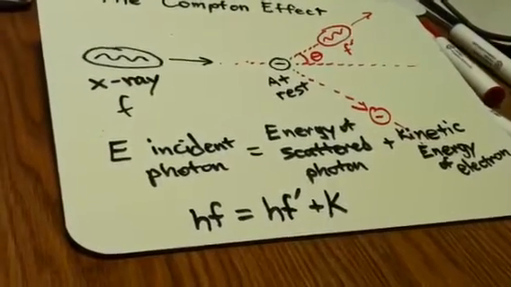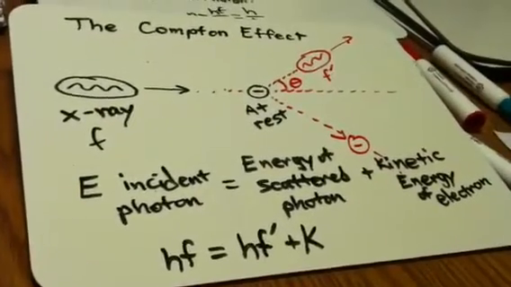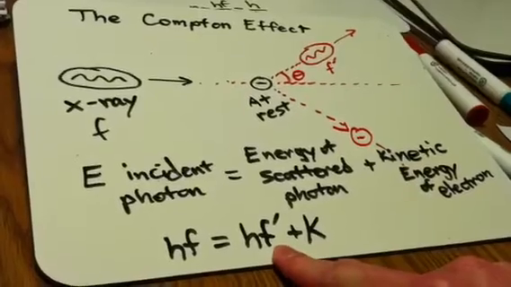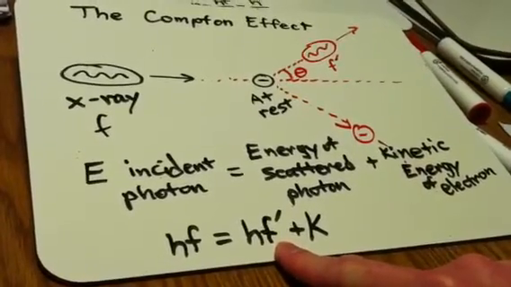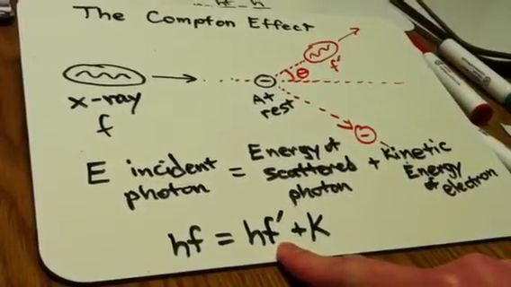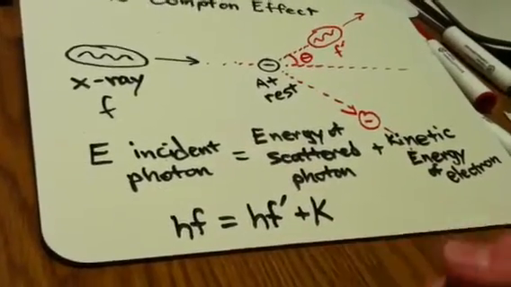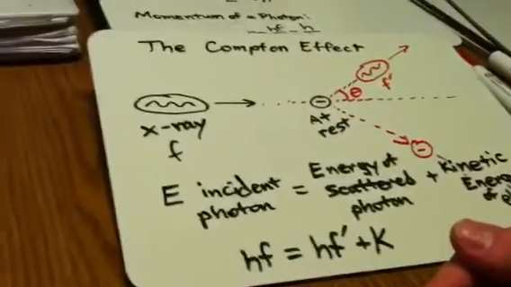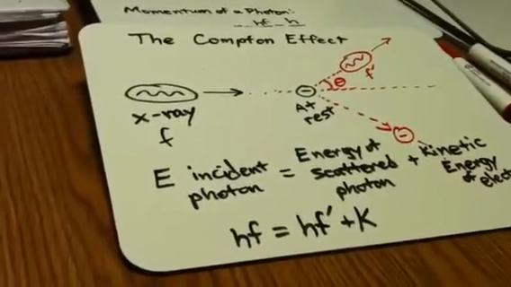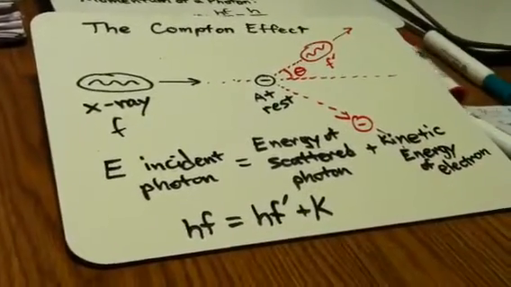This shows you that the frequency of the photon is going to be lower after it has collided with the electron, which makes sense. And since the frequency is going down, that means the wavelength is getting longer. Remember, a longer wavelength means a lower frequency.